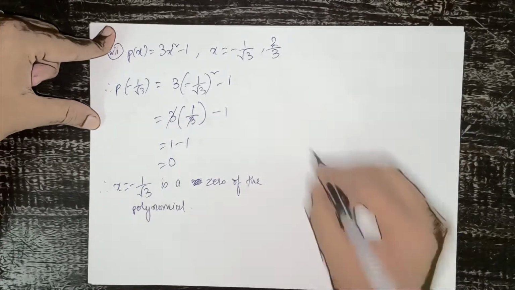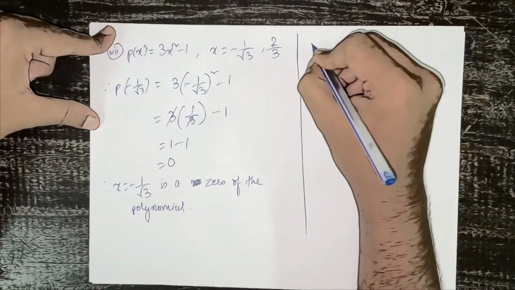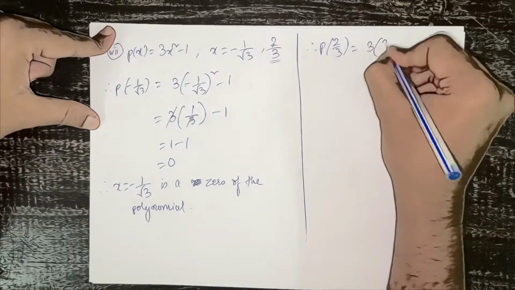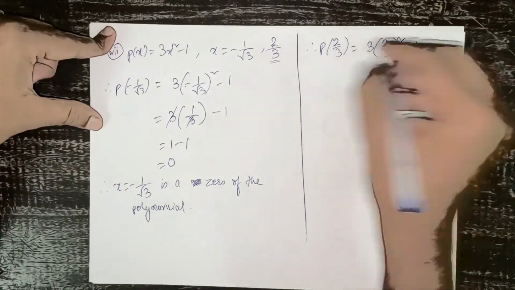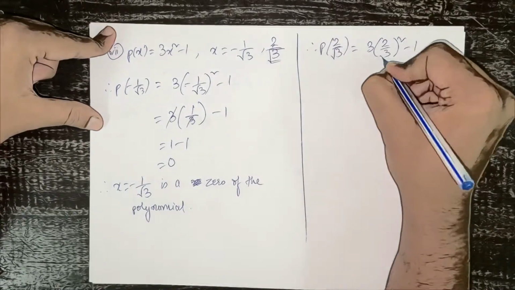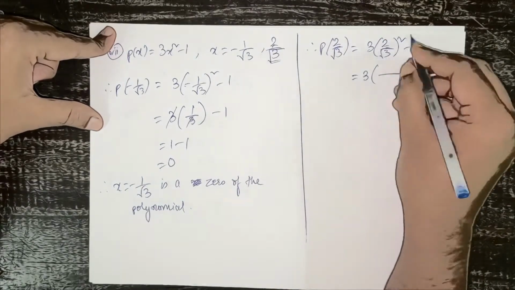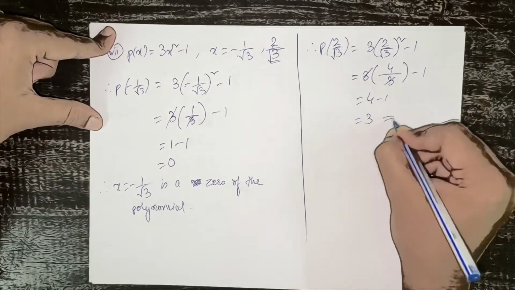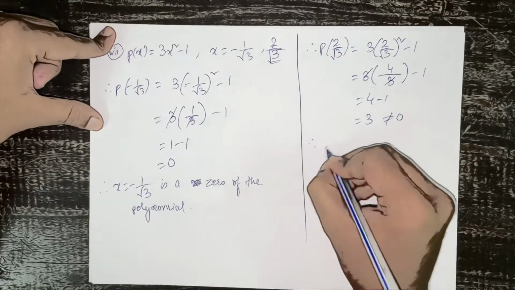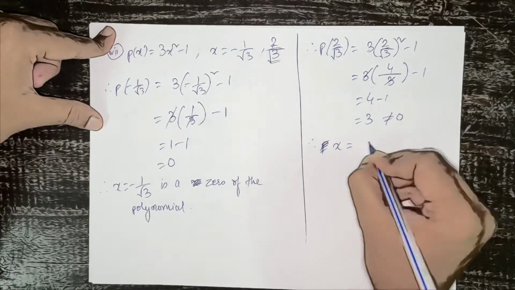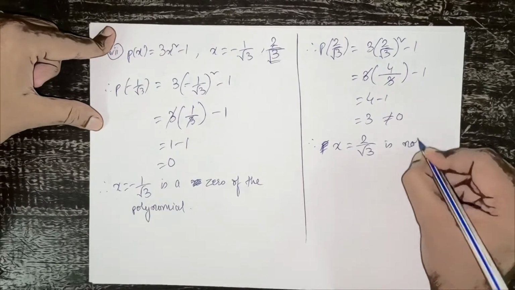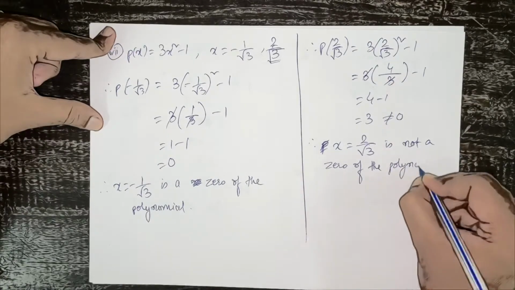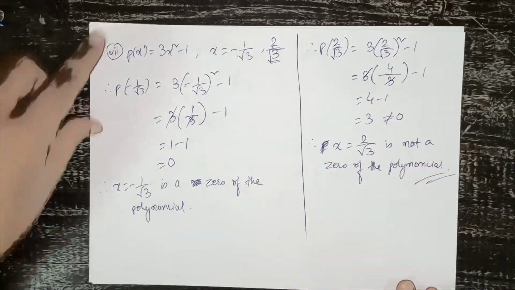Now, for the next one, therefore p of, what is the second value? 2 by root 3. So p of 2 by root 3 is equal to 3 into 2 by root 3 whole square minus 1. So it is 3 into 2 square is 4 and root 3 square is 3, minus 1. So 3 will cancel. So it is 4 minus 1 equal to 3, which is not equal to 0. Therefore x equal to 2 by root 3 is not a 0 of the polynomial. That's how we do this sum.